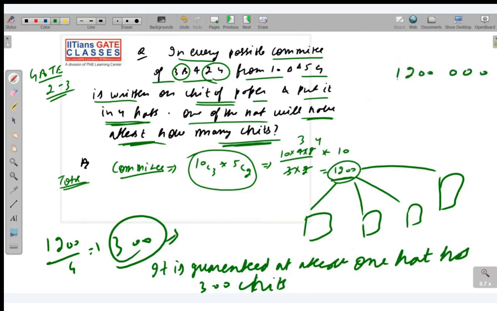3 are having 0. No problem. Again, my statement is correct. It is guaranteed that at least one head has 300 chits. Other possibility can be you give 800 here, 400 here, and rest 2 zeros. Again, it is guaranteed that at least one head has 300 chits. 2 heads are having at least 200 chits now. Okay, no problem. So I am saying at least one head will have at least 300 chits. I hope I have made the point clear.